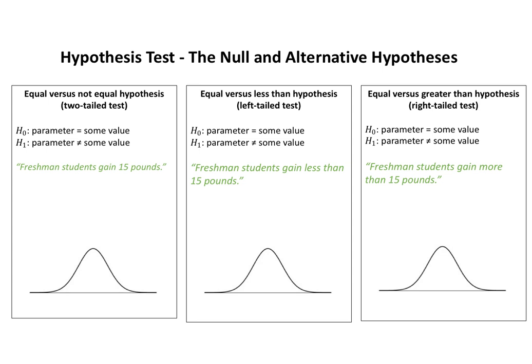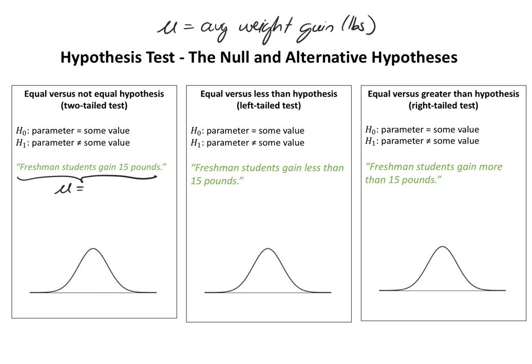In the first example, let's suppose that the original claim is that freshman students gain 15 pounds. This claim is about mu, the average weight gain. We're testing mu, which is the average weight gain, for freshman students who live on campus, measured in pounds. If we make the claim that freshman students gain 15 pounds, then in symbolic form, that's mu is equal to 15. Because this claim contains the equality sign, this immediately becomes the null hypothesis. And the null hypothesis is also the original claim.